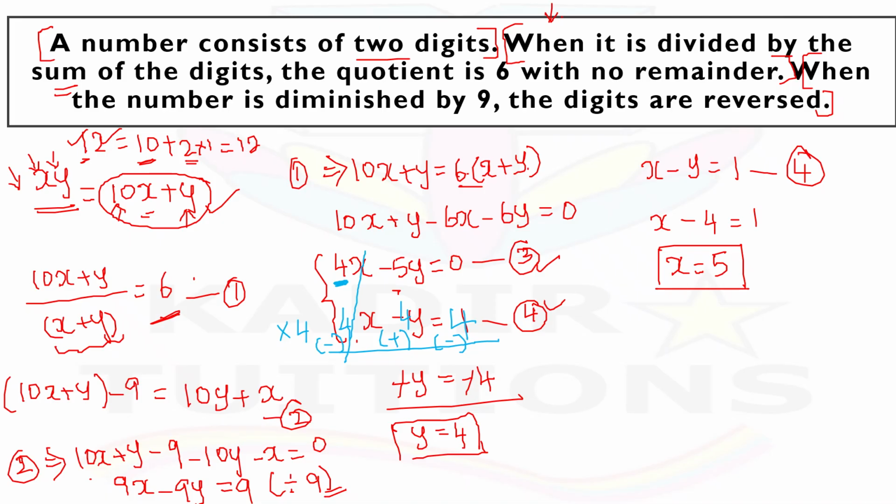So now we can frame the number, right? What is our number? It's xy, right? So what is the number now? It has been replaced with the values 5 and 4. So 5 and 4 is nothing but what? 54. Or you can understand it like this, 5 into 10 plus 4. So it's 54. So the answer over here is 54. We found the number. Thank you.